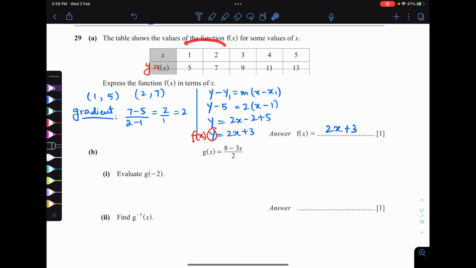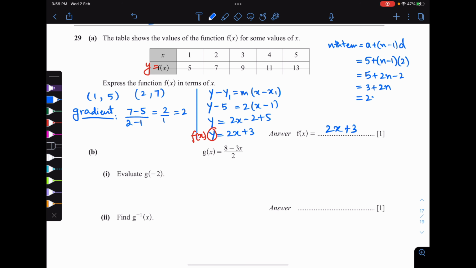Another idea how to approach this question was through arithmetic progressions. Now, if some of you would have noticed, this is increasing by 2 every time. So if a sequence is increasing by 2 every time, it is an arithmetic progression. So the nth term is a plus n minus 1 times common difference. The first term is 5 plus n minus 1 times the common difference, which was positive 2. So this will give you 5 plus 2n minus 2. And this will be 3 plus 2n or 2n plus 3. And now we have to realize that there are no terms. In the place of terms, we have f of x.